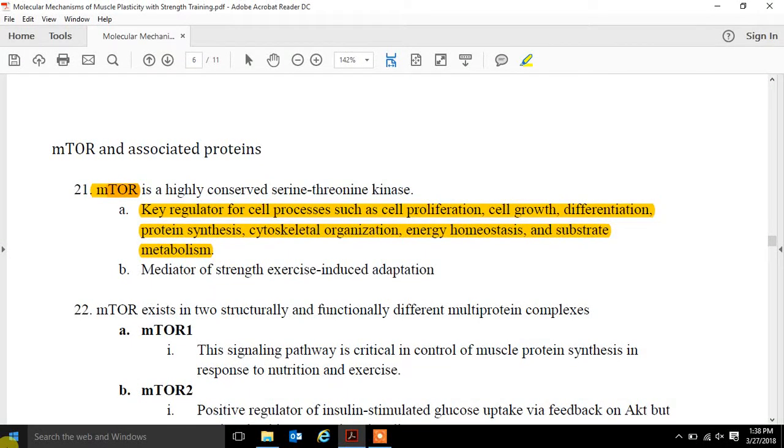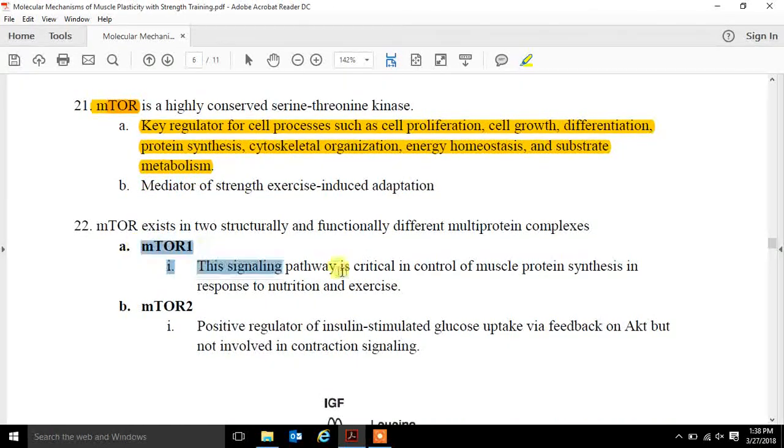You'll see a little bit of two types of mTOR, mTOR1 and mTOR2. mTOR1 is really the key one when we're talking about skeletal adaptation to resistance exercise and nutrition. It's the kind of critical control. mTOR2, you'll see a little bit more with glucose uptake, but we're just going to focus on mTOR1.